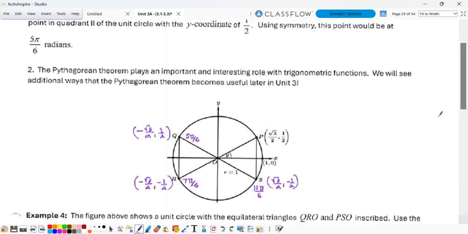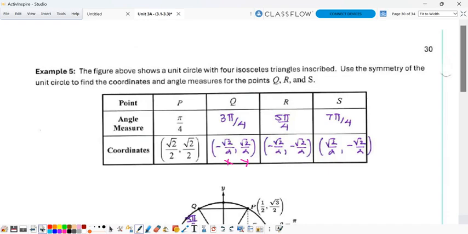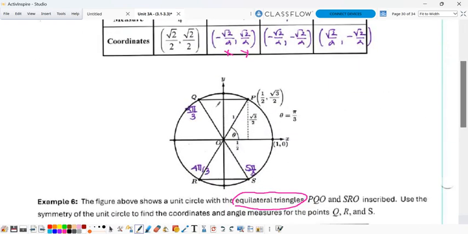Here, this equilateral triangle is sitting this way. That makes it pi over 6. But in this case, the equilateral triangle is sitting on the north, which makes this angle pi over 3. So count again. This is your pi. 1 less is 2 pi over 3, 1 more is 4 pi over 3, and all you have to do is reflect the coordinates.